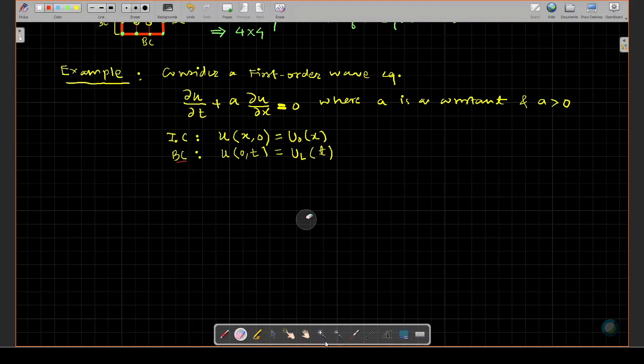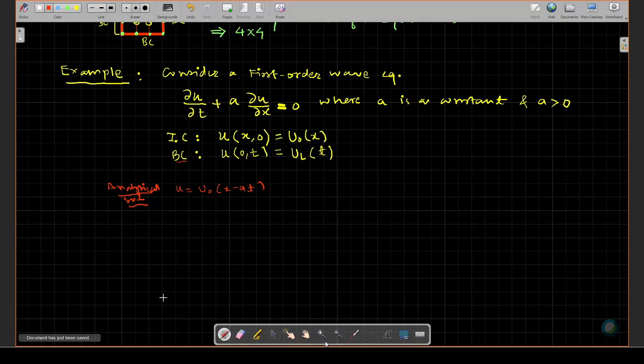So for this case, we'll have to find a solution. We know that in general the analytical solution to this problem is u equals u naught of x minus at. This is the general solution we know. This is a known analytical solution; you can refer to any textbook to know it. But we are interested in a discretized solution.